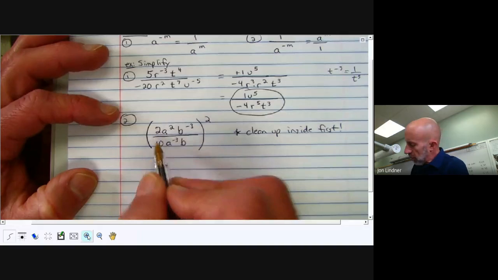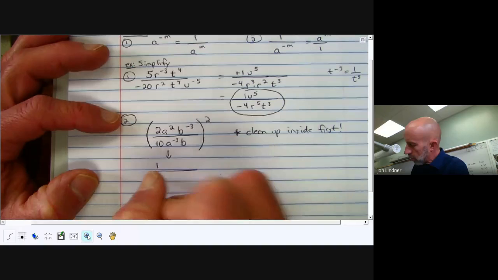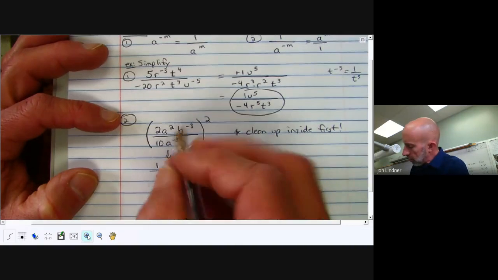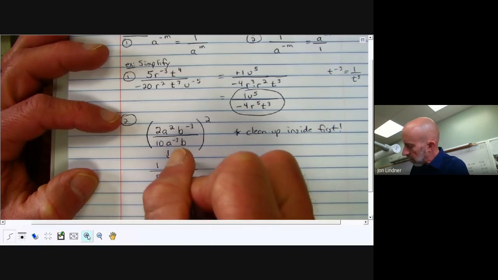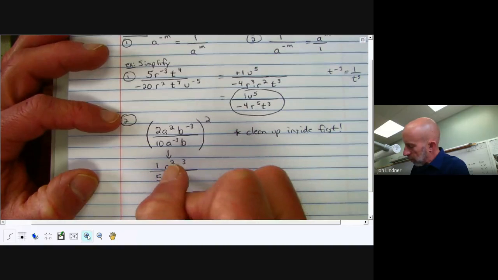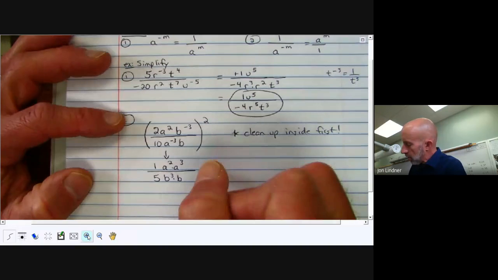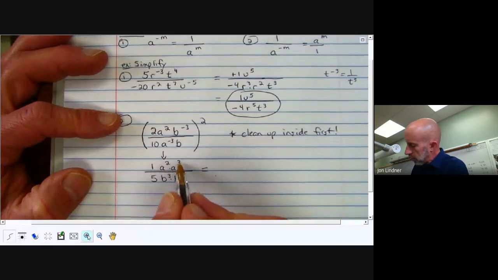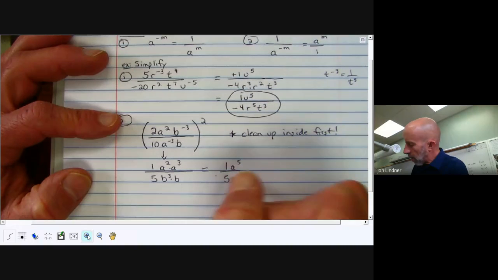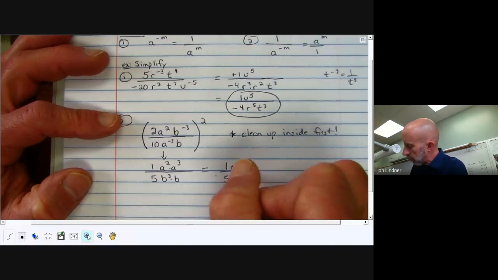So inside here, 2/10, all right, this turns into 1/5. The a to the negative third moves to the top, so now I have a squared times a to the third. The b to the negative third moves to the bottom, so now I have b to the third times b. We'll deal with this second power in a minute. So this is 2 plus 3 is 5, so this is 1a to the fifth over 5b to the, remember, this is 3 plus 1 if there's no power, to the fourth.